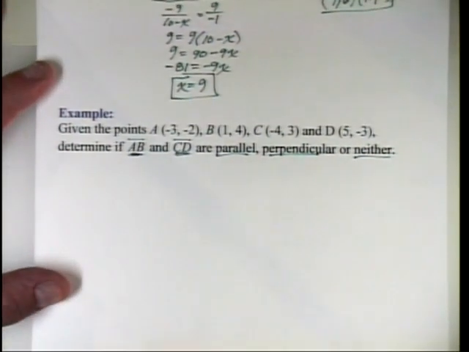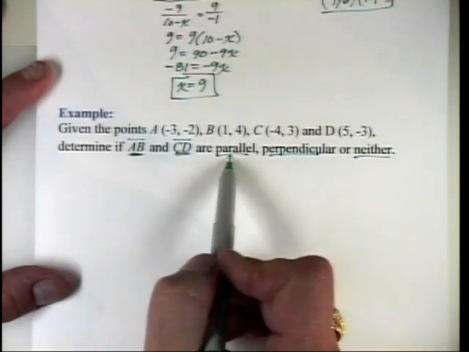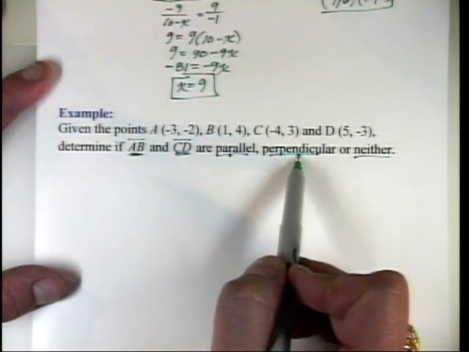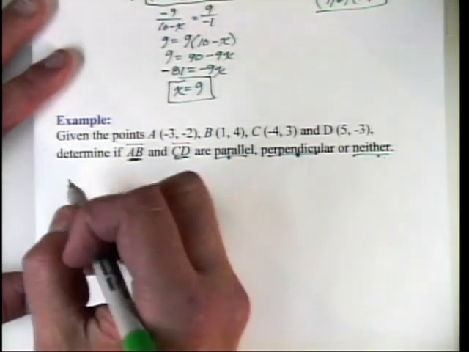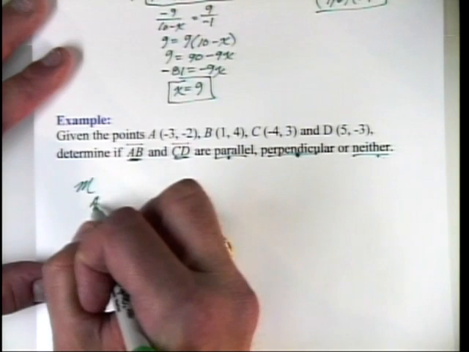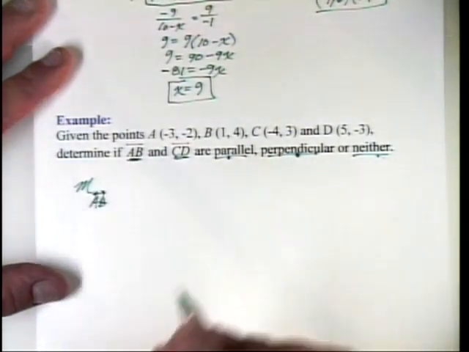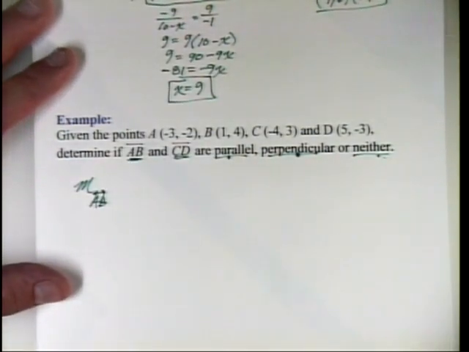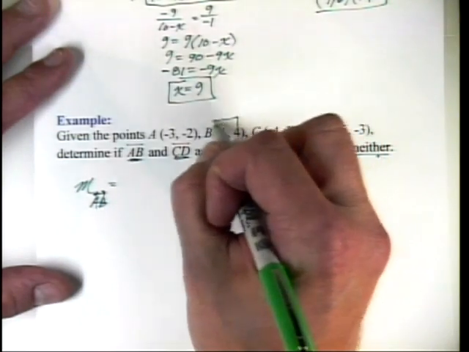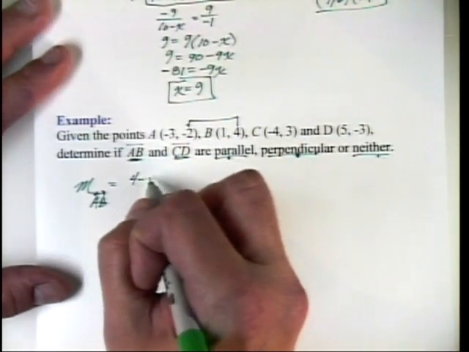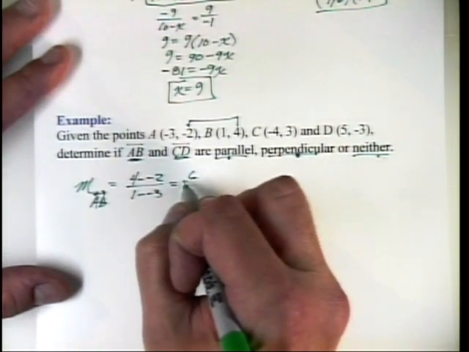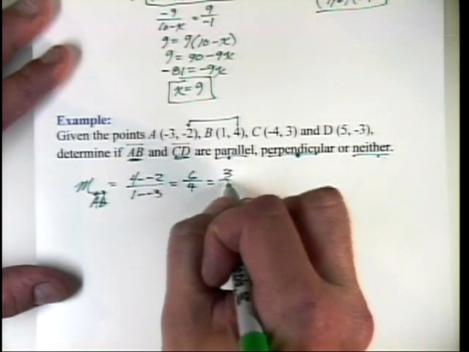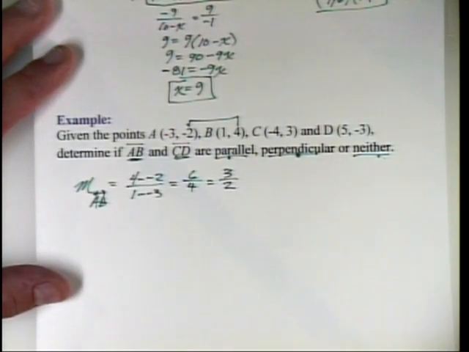All right, well, all we have to do is calculate each of their slopes independently and compare them. See if they're the same, see if they're opposite reciprocals, or some other combination would throw it into the neither category. So here we go. The slope of line AB. And I'm going to use the line as a subscript. So m sub line AB, that's going to be, again, my corresponding y values, 4 minus -2 over 1 minus -3. And that's going to be 6 over 4, which is 3/2. Rise over run, up 3 over 2.